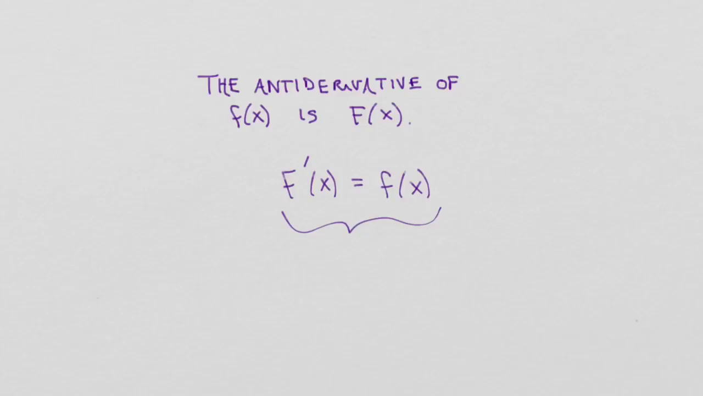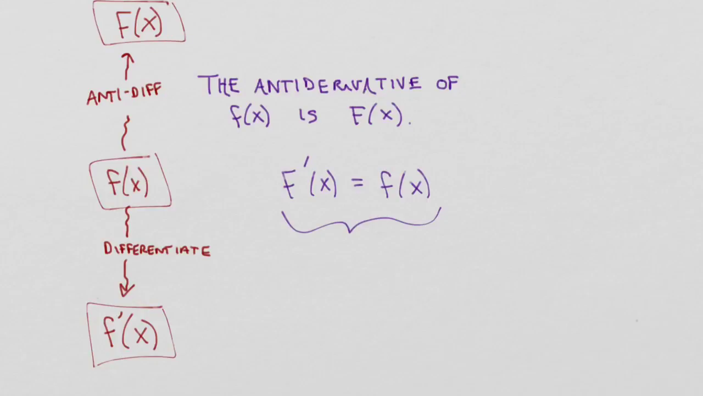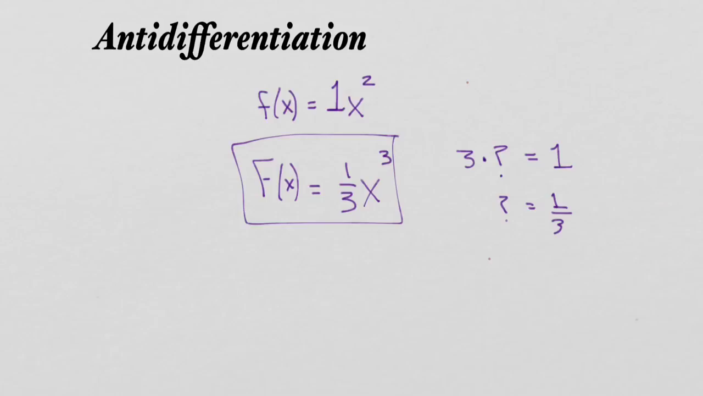But I digress. So just one more time, just to make sure that we've got this. If we start with f of x and we differentiate, we get f prime of x. If we go the other direction from f of x, if we anti-differentiate, we get capital F of x. So just as we toss this symbol around all the time, we're going to start tossing this symbol around all the time as well. So let's go back to this example because we're not actually quite done with it.